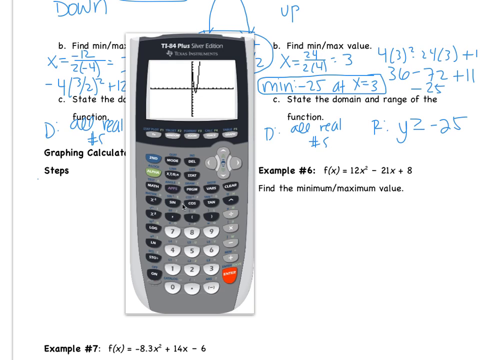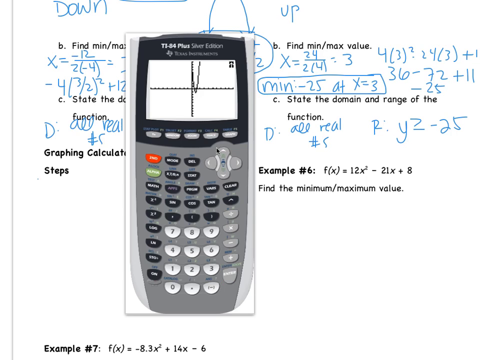So this is the graph that you should be looking at. Okay, does this make sense? Well, first of all, we have positive 12x squared. So yes, it makes sense that our parabola is opening up. Now, we need to think, am I finding a minimum or a maximum? Well, if it's opening up, then I want the minimum.